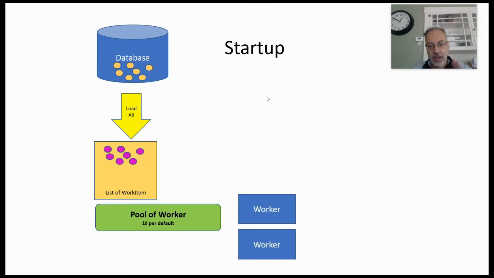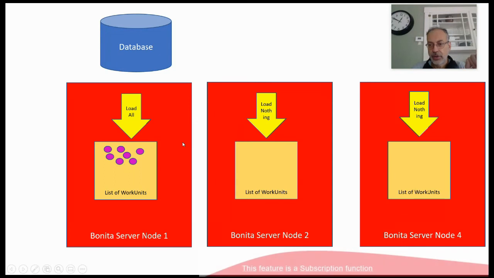What happens at startup? When the Bonita server starts, it checks and loads all the work in the database and recreates the list of work items. Then the pool of workers is working, and it's okay. You can do the job as usual. Just have a look at the cluster. The cluster is a Bonita subscription feature. In a cluster, you have multiple nodes, and all the nodes work from the same database. At startup, the first node loads everything from the database, and then it does the pending job.